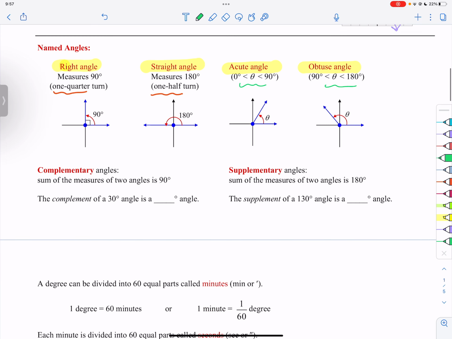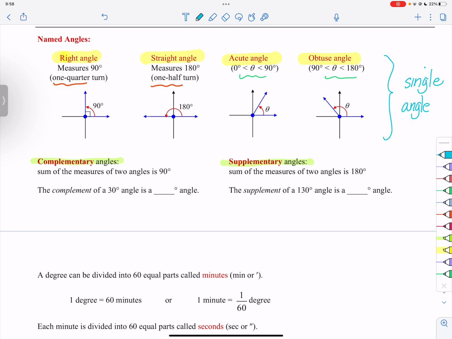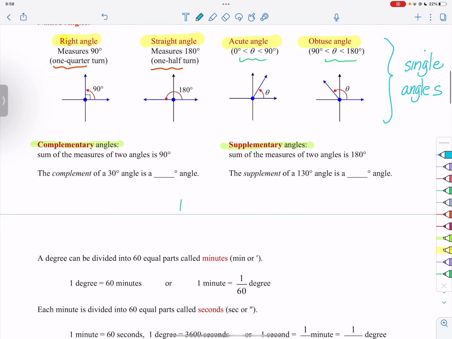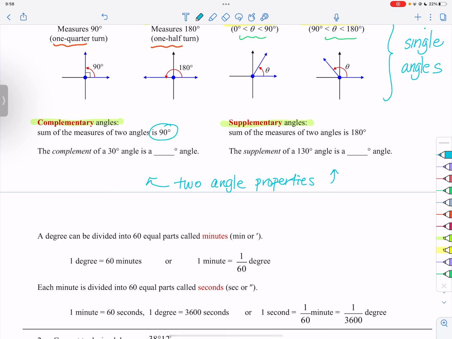Okay, we also have some special angle names of complementary angles and supplementary angles, and this deals with two angles. So these are all names for single angles. And these are properties with two angles. These are two angle properties. Okay, and so if you have complementary angles, if you add up the measures of the angles, they will equal 90.